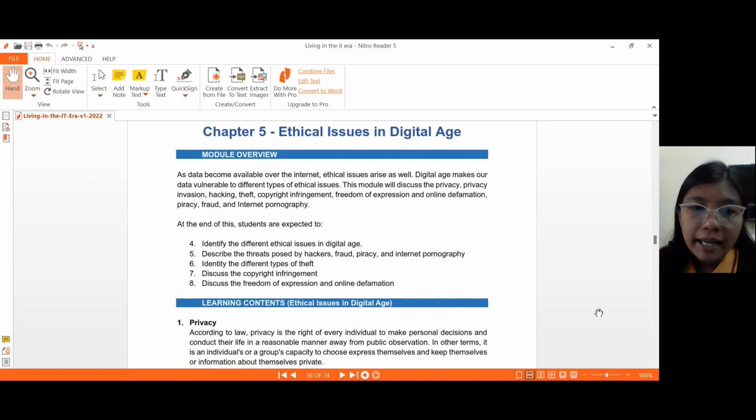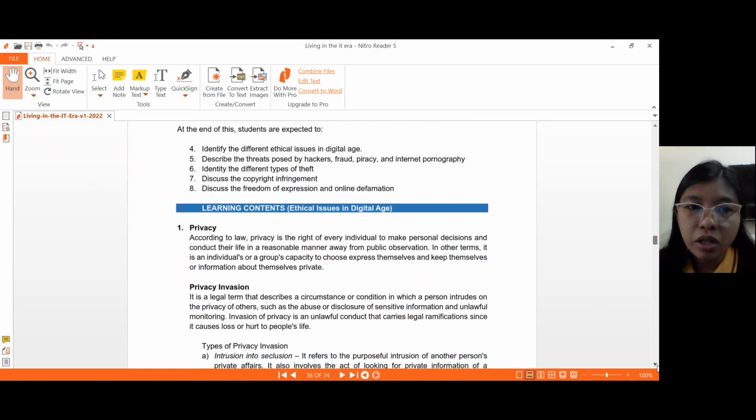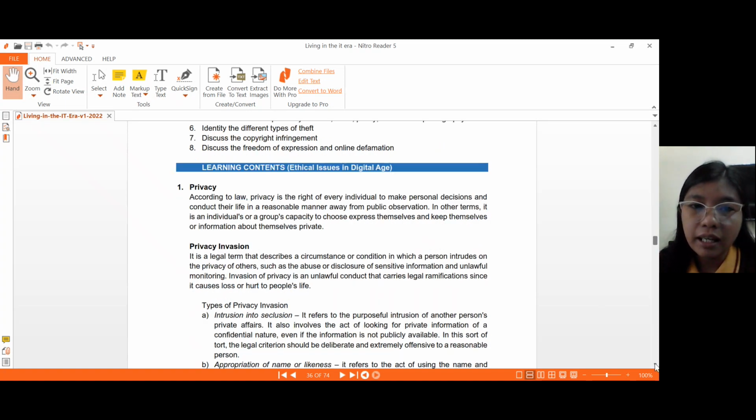Okay. All right, so let's now go to your first terminology here, privacy, first topic, first ethical issue. Privacy. So according to law, privacy is the right of every individual to make personal decisions and conduct their life in a reasonable manner away from public observation. That is your right. In other terms, it is an individual's or a group's capacity to choose to express themselves and keep themselves or information about themselves private. Okay, so that is privacy in general.